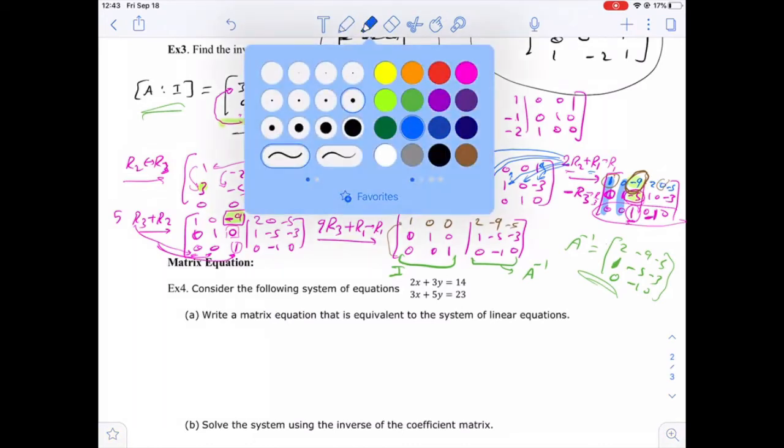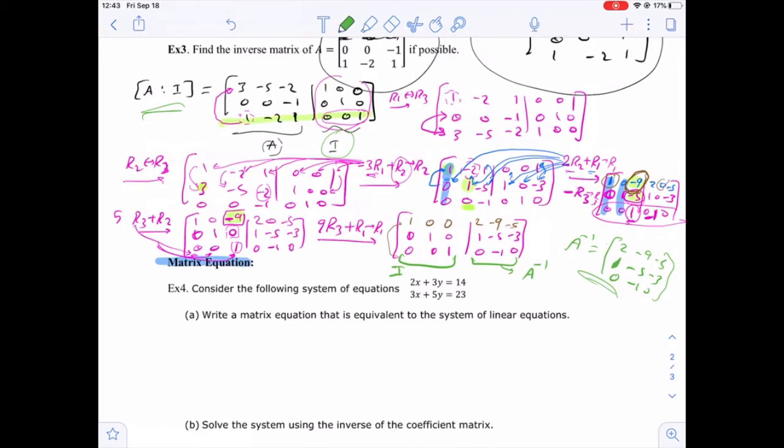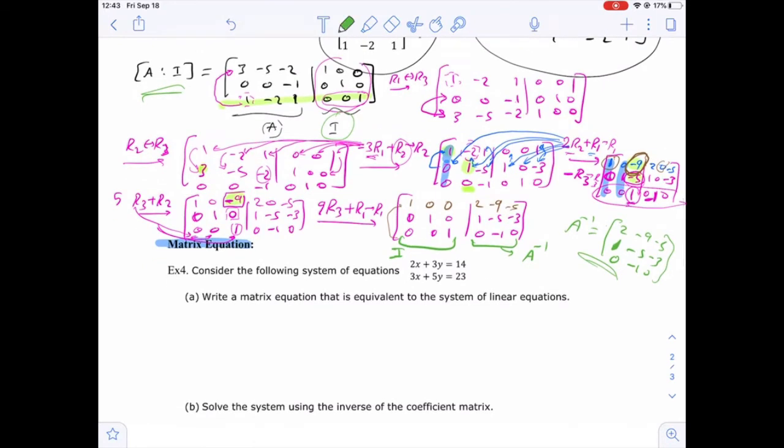Now let's move to the next thing that we want to discuss in this video, the matrix equation. And here we want to apply what we learned about the inverse matrix in solving systems. We learned before how to use elimination, substitution methods, and Gauss-Jordan elimination. Now there is a very powerful method that's called the inverse matrix method to solve these systems. So here we are given a system of 2 equations, and we want to solve that system. But first we want to write a matrix equation.